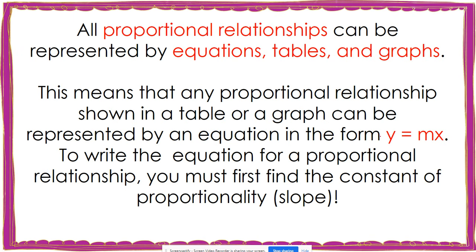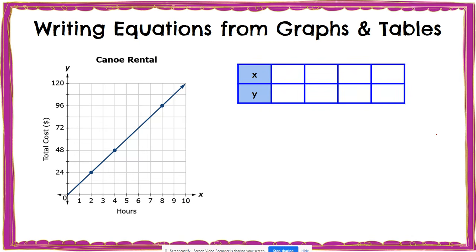Once we have that, we can write that in the form y equals mx by writing y equals the number that was our constant of proportionality times x. Let's look at this graph. This graph shows the number of hours that you rent a canoe compared to the total cost.